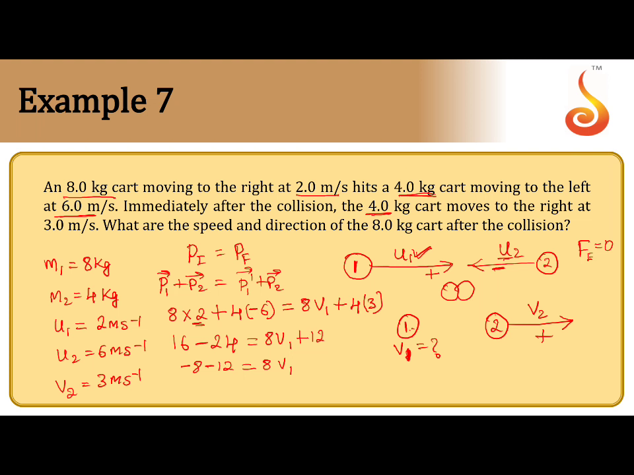So this will be 12 plus 8 will be 20. V1 will be equal to minus 20 by 8. That minus 20 by 8 is nothing but minus 2.5 meter per second. The negative sign indicates earlier my velocity was plus, now the velocity is negative. I am moving in the opposite direction.